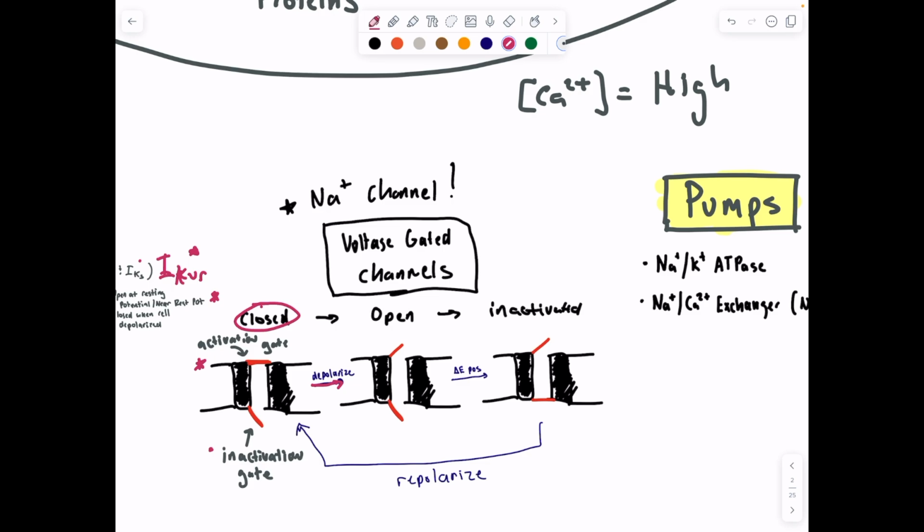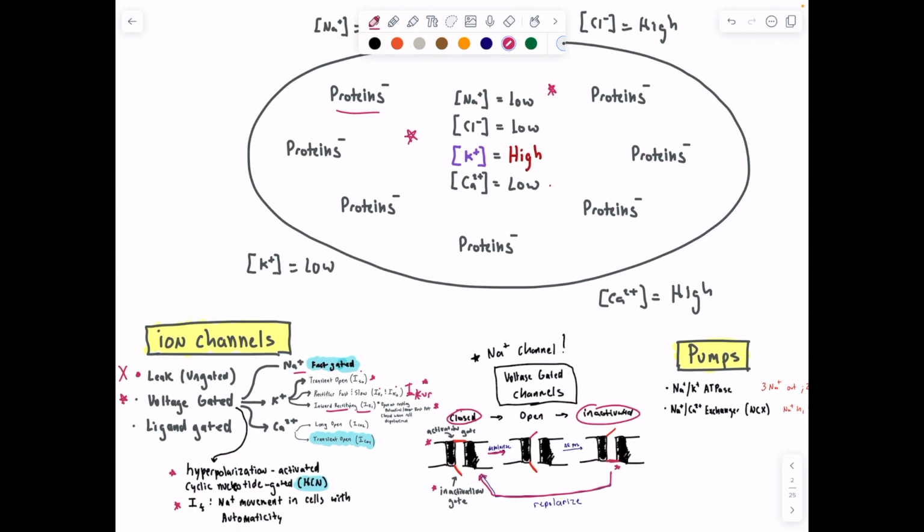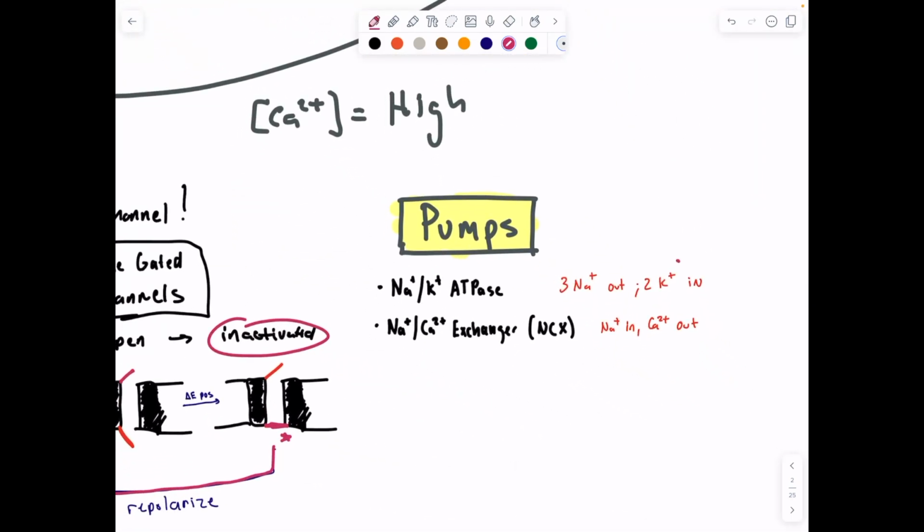When you get past your threshold voltage to start depolarizing, the activation gate is going to open. Then when you get to approximately 0 or slightly positive membrane potential, your inactivation gate is going to close, and your channel is inactivated. And then when you repolarize the cell, the inactivation gate is going to open, and the activation gate is going to close. Right? But basically, the different membrane potentials that these stages occur at will help give rise to the shape of our action potentials for different cell types.